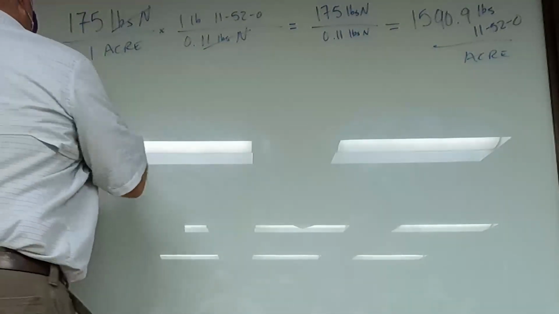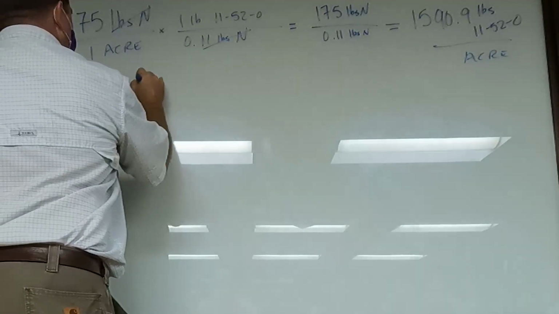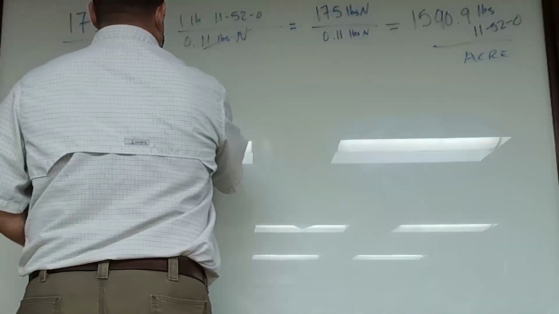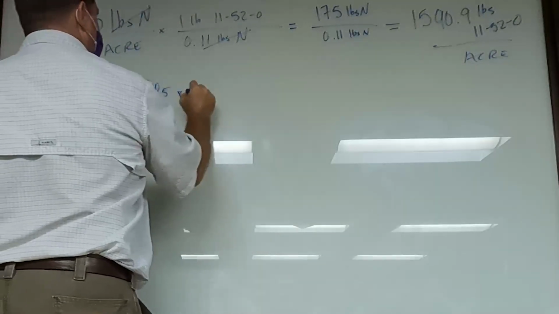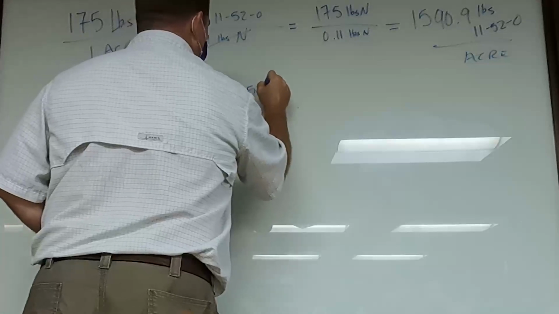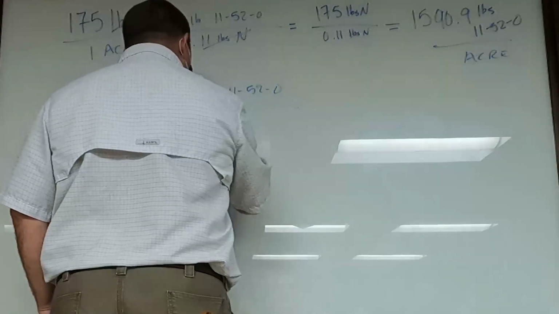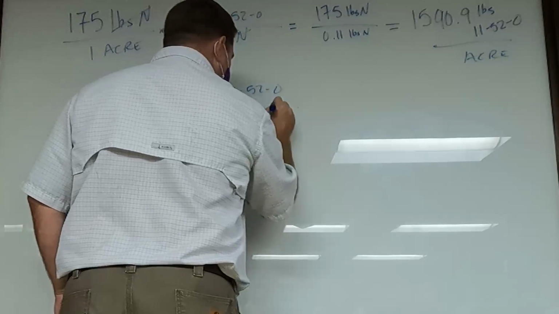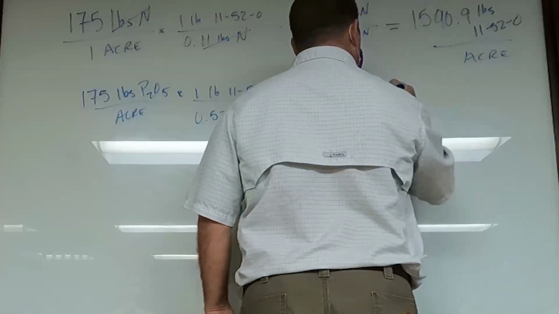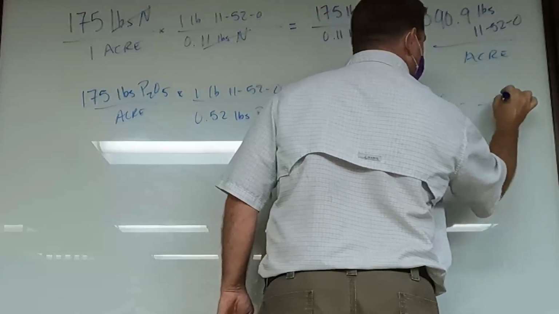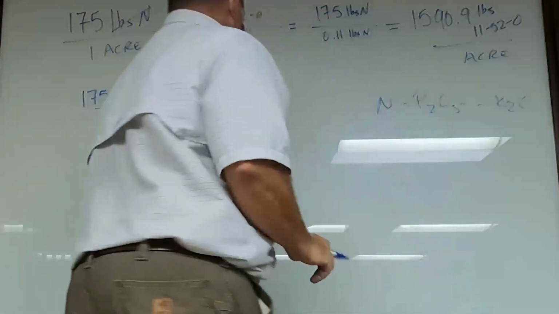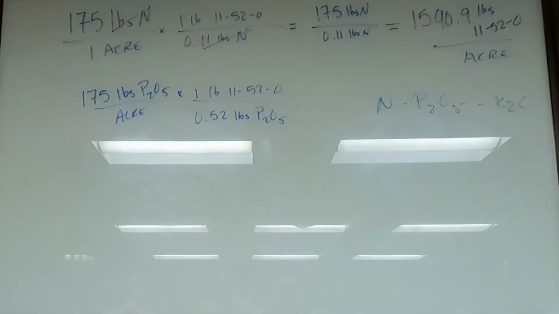If I were asking you for 175 pounds of P2O5, how many pounds of 11-52-0 would I need? What goes on the bottom? 0.52. There are 0.52 pounds of P2O5. Remember, we had N, P2O5, K2O. So it's just knowing which one I'm asking you and where to get the number from.